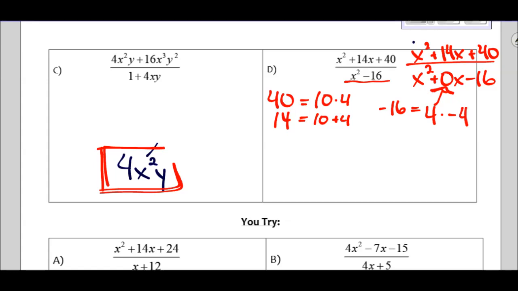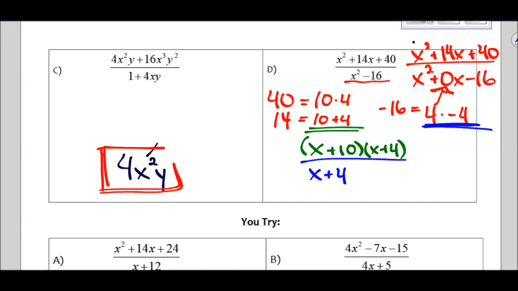So my top factors into these two, x plus 10 and x plus 4. And my bottom factors into x plus 4 times x minus 4. Now I cancel out the common factors between the top and the bottom. Whatever looks the same, basically.